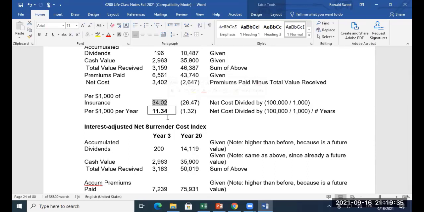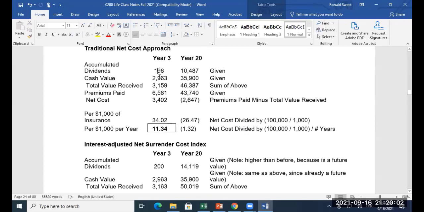However, it's been 3 years. So we want to then divide it by 3 because it's been 3 years. So we can say this policy costs you on average each year $11.34 for every $1,000 that you purchased. All right, so then you can compare that same number to a $200,000 policy or a $500,000 policy. It costs you $11.34. Right, so the dividends plus the cash value is how much you get.